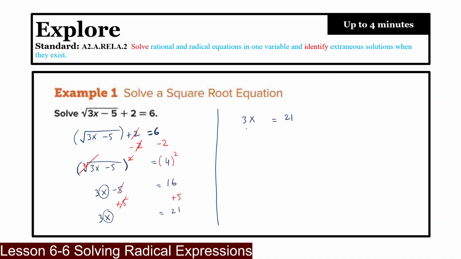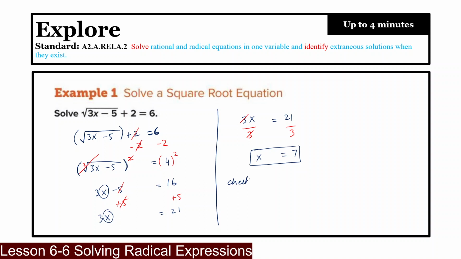Very good. So let's divide both sides by 3. And when I do that, I end up with the x by itself. So what does x equal? X equals 21 divided by 3. 21 divided by 3 is 7. Very good. Now that's my answer.